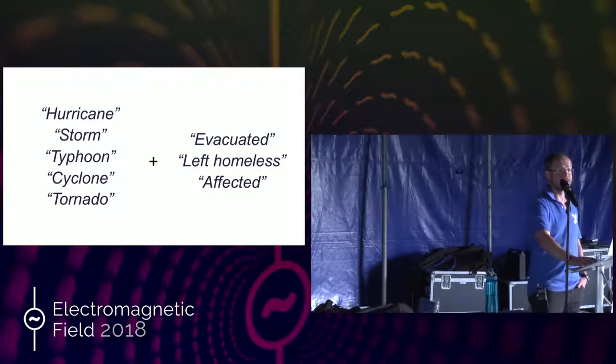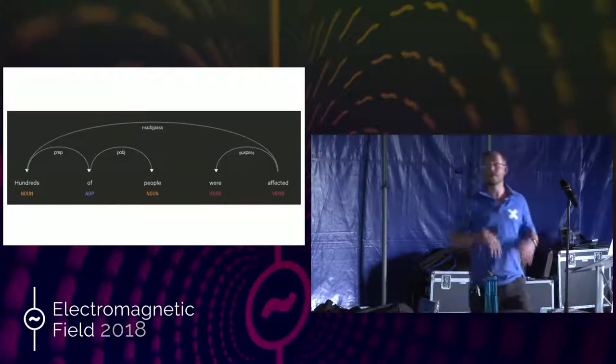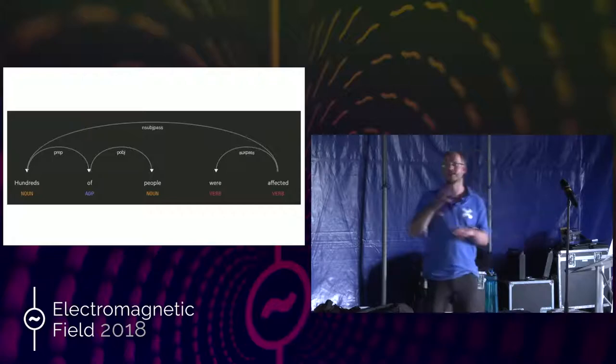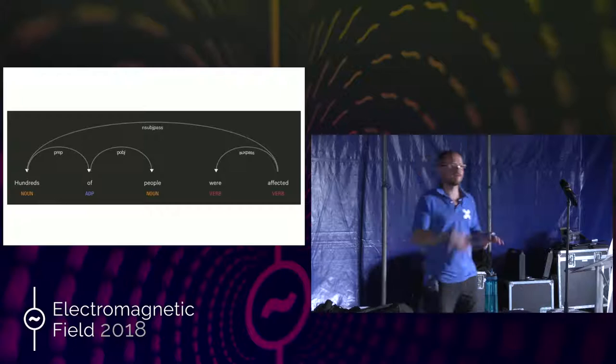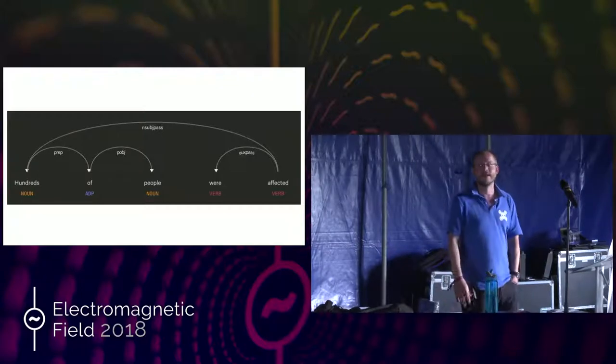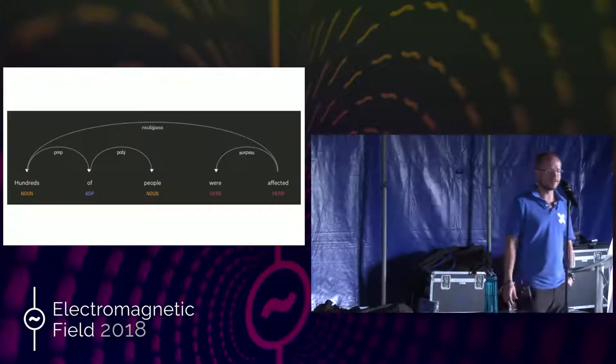One additional step you could take is to look at maybe the grammar of some of the sentences. So you could say, all right, it's not just enough to look for the presence of words, but you might also want to look for how the words are connected to each other. And if you have people and you know that within a sentence it's talking about those people being left homeless or being evacuated, then that sentence is more likely to be relevant.